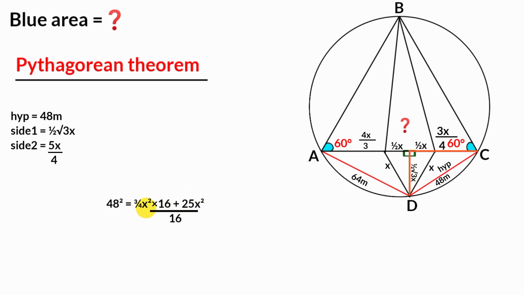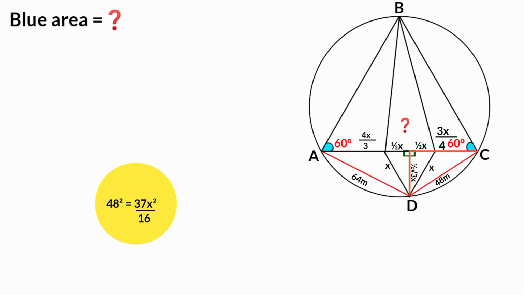This 16 divided by this 4 is 4. 3x squared times 4 is 12x squared. 12x squared plus 25x squared is 37x squared. So 48 all squared equal to 37x squared over 16. Take the square root of both sides.